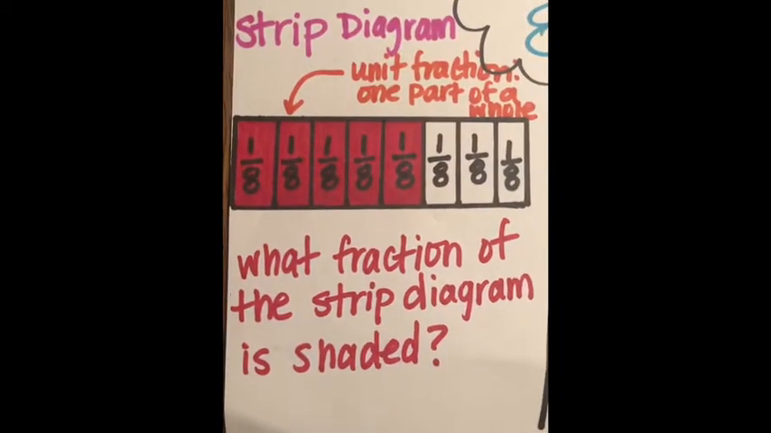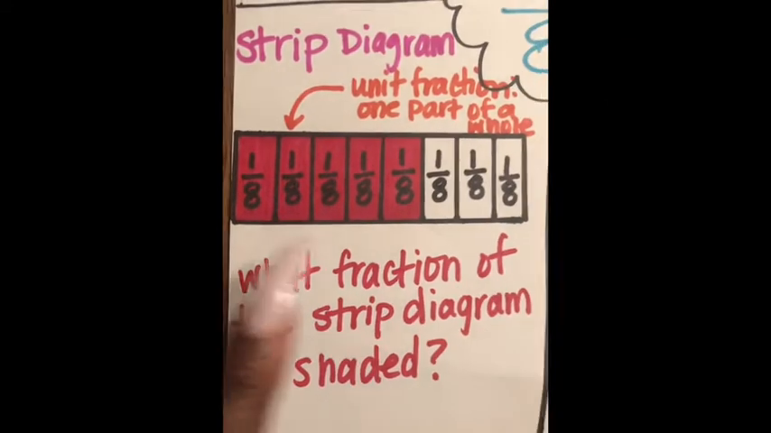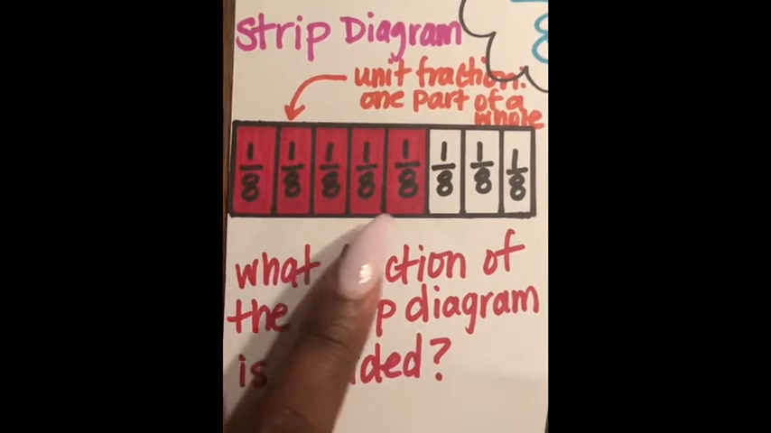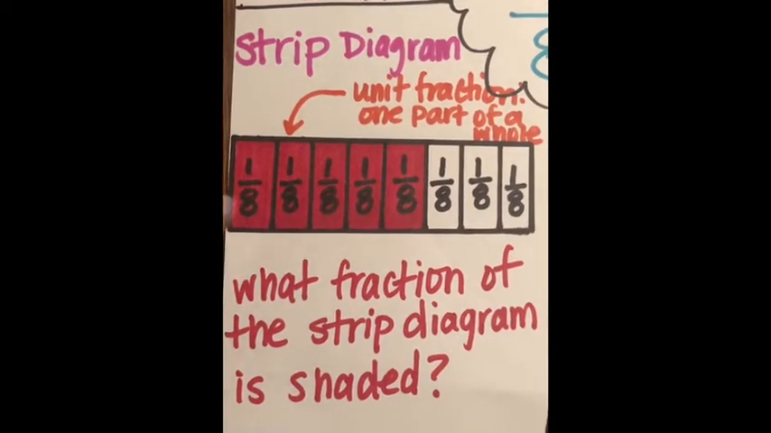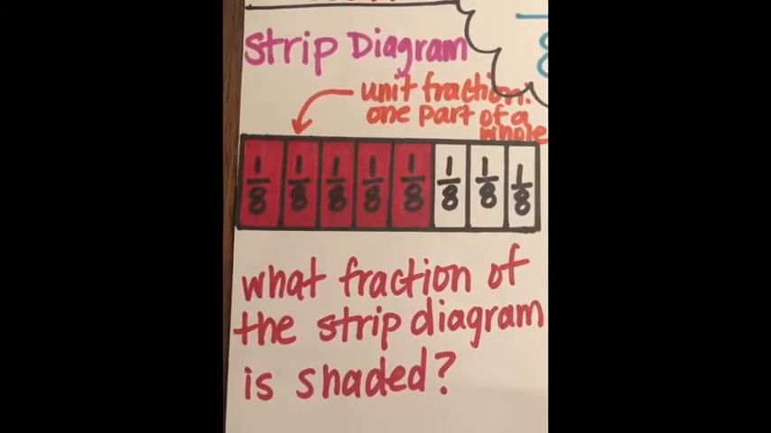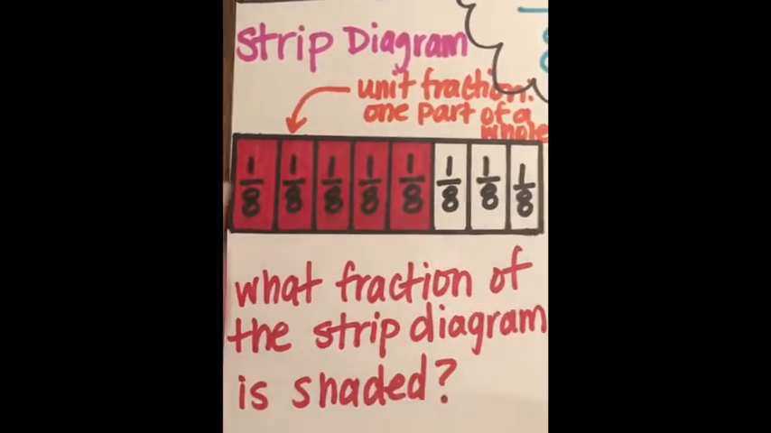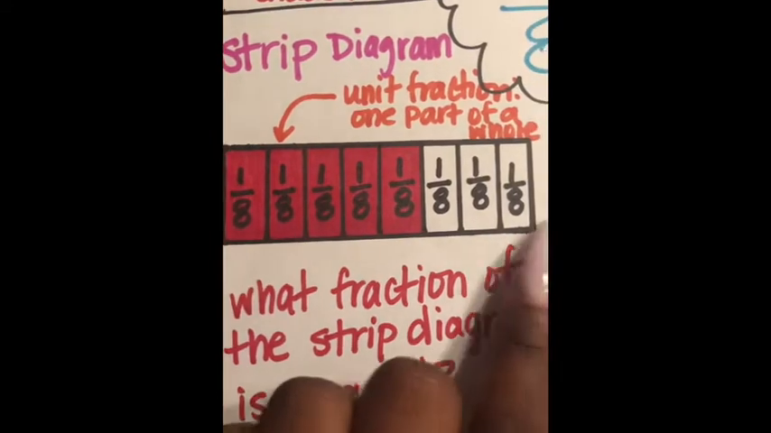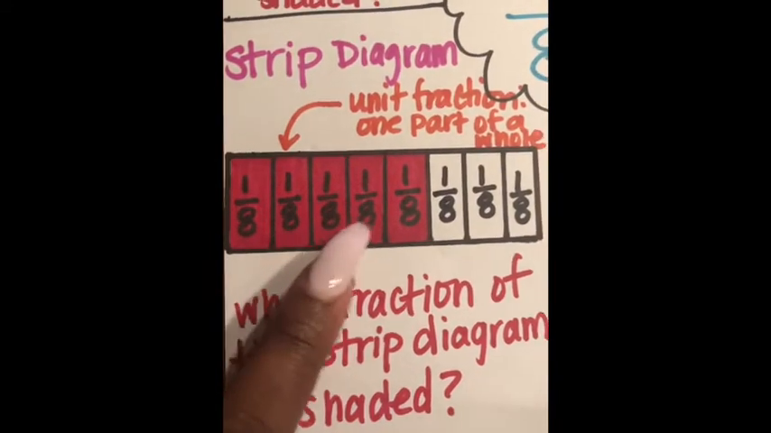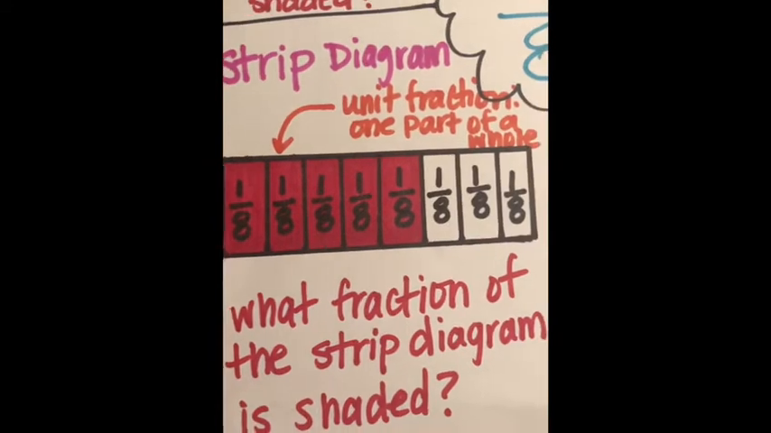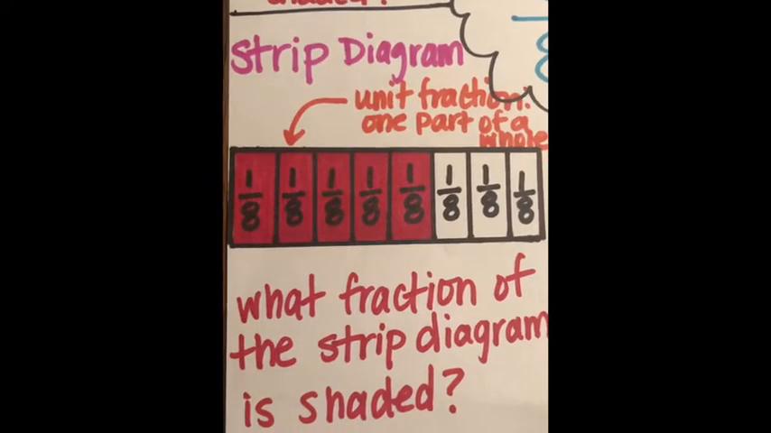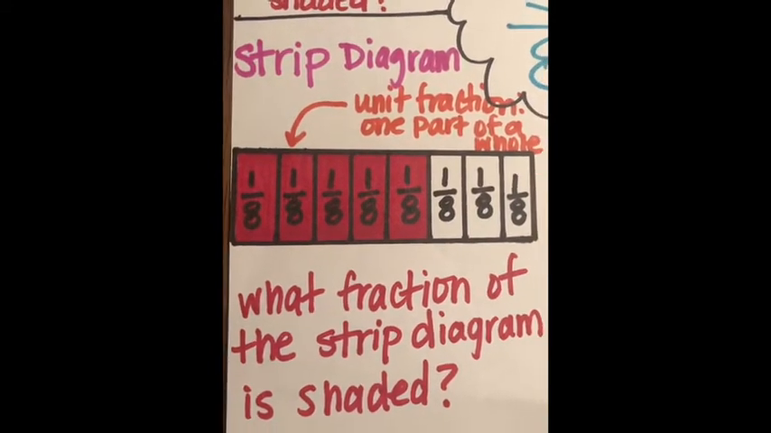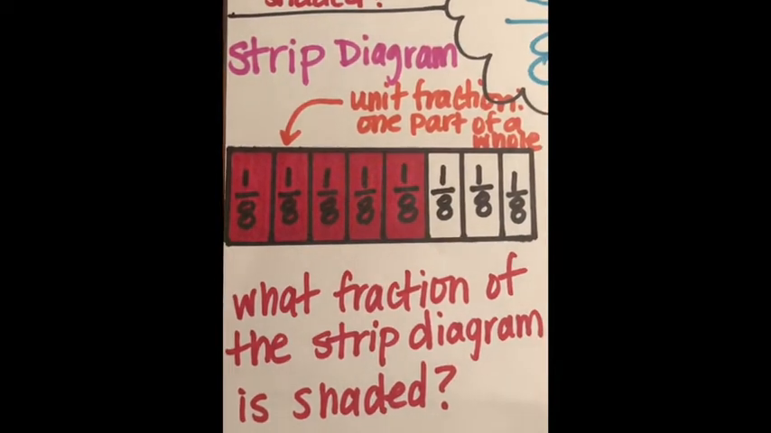Now I'm going to show you some examples of equivalent fractions by using some strip diagrams. Just to give you a recap, a strip diagram looks like this, and it has unit fractions in each of the sections. And then how you can tell the fraction is by counting the unit fractions. For example, we have this one here. There are 8 sections, so 8 is the denominator, and there are 1, 2, 3, 4, 5 shaded in, and so this is a representation of 5/8 of the strip diagram that is shaded.